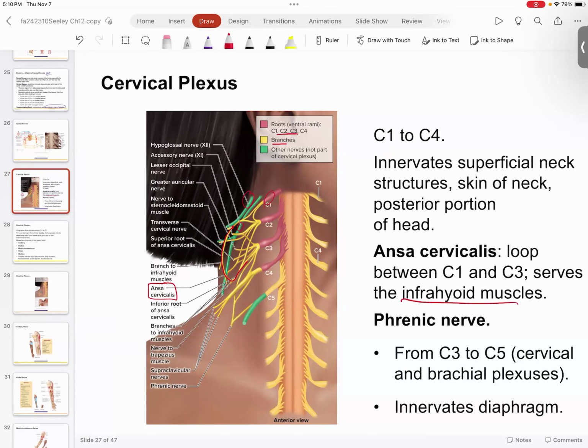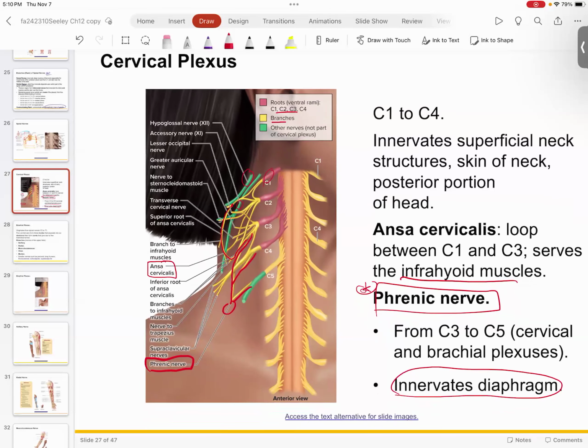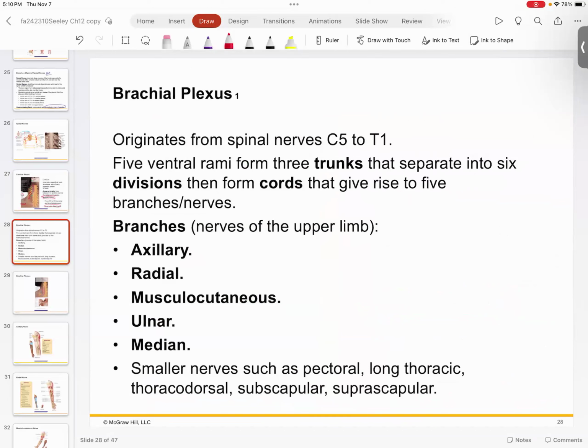Another important one that's worth knowing is this one down here. The phrenic nerve is definitely worth knowing, at least knowing that it's part of the cervical plexus. The phrenic nerve comes off a portion of C3, and C4 will merge with it, and they bring in a piece from C5, and that's the phrenic nerve. It's important because it innervates the diaphragm. This is the nerve you actually have to communicate with when you want to take a breath. So this is a nerve worth knowing. This is also the nerve that gets irritated when you have the hiccups.